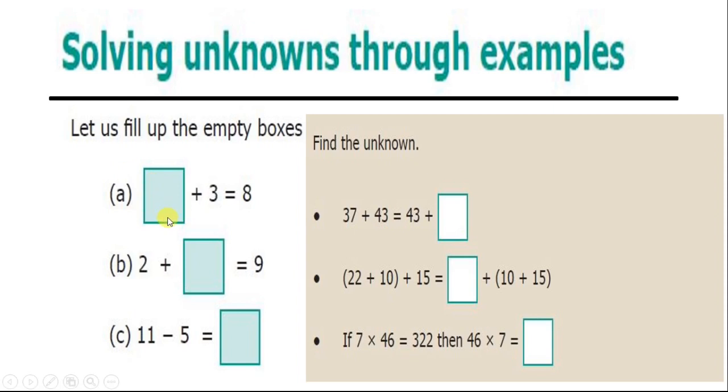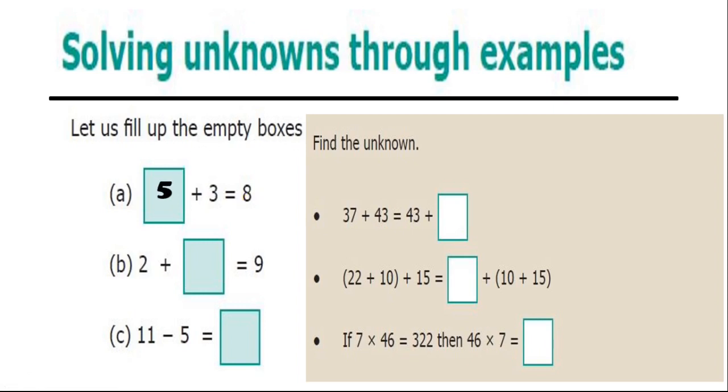So the first option is to fill up the empty box. Something in the box, plus 3 is equal to 8. How do we find this? We know addition. So what number should be added to 3 to get 8? We can subtract here: 8 minus 3 is equal to 5. So when we add 5 plus 3, we get the answer 8. So 5 plus 3 is equal to 8.